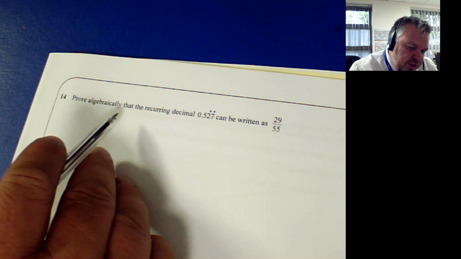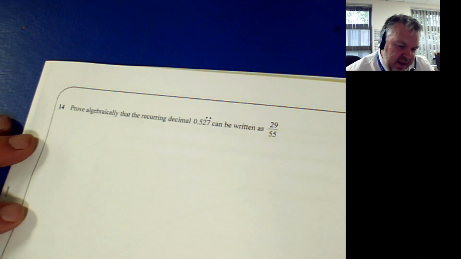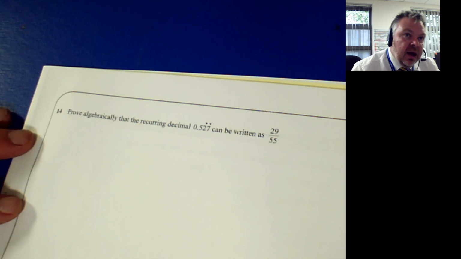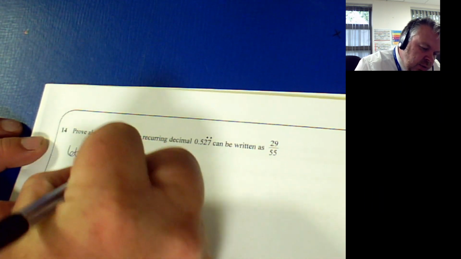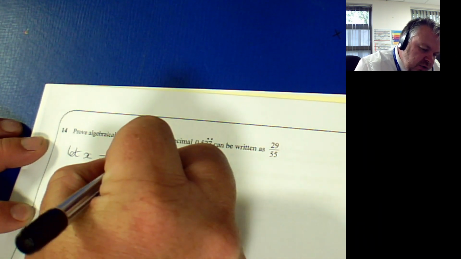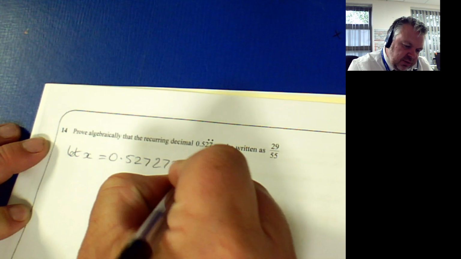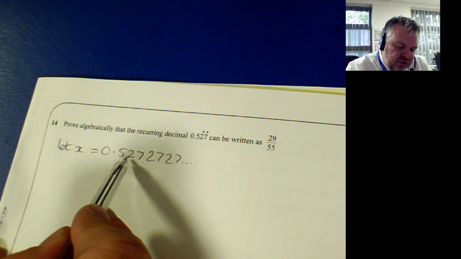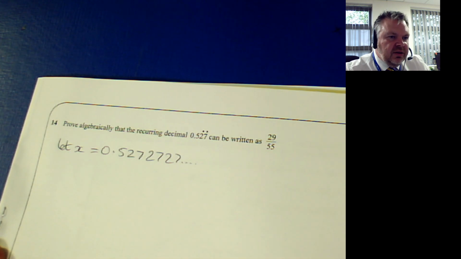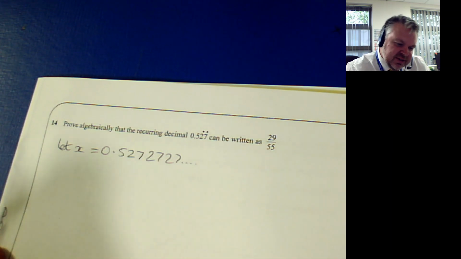Next one we're going to do: prove algebraically the recurring decimal can be written as this. Okay, so with the recurring decimals, I always do it in exactly the same way. We say let x equal 0.527 recurring. So I'm just going to put some more 27s on and some dots after it. What I'm going to then try and do is I want to try and get rid of these, and the best way to do it is to take them away. So I'm going to continue to multiply this up until I can get all my 2s and my 7s to balance.